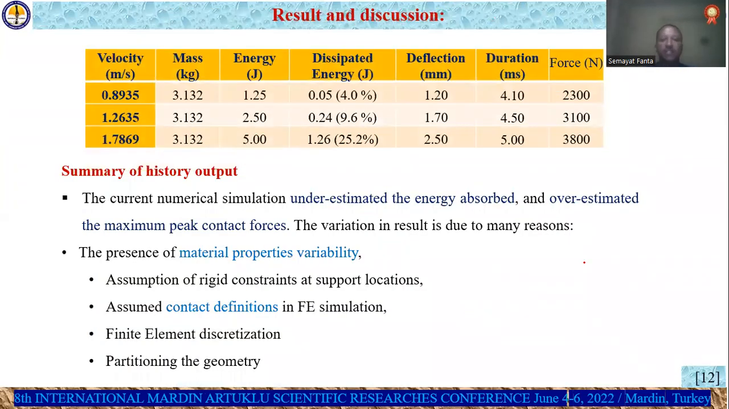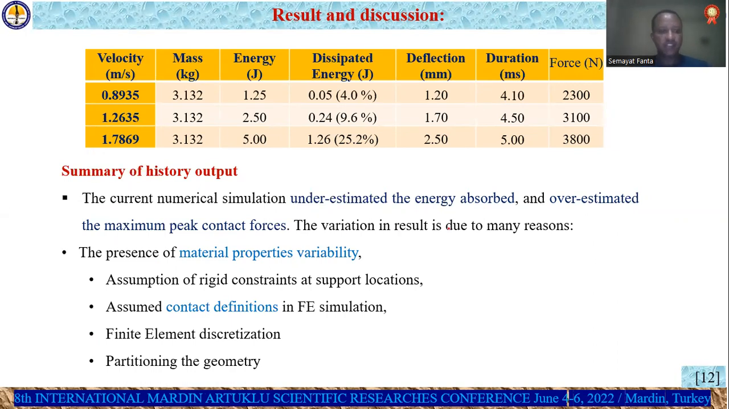Finally, the amount of dissipated energy for 1.25 joule is 4%, for 2.5 joule 9.6%, and for 5 joule 5.5%. So we can see high energy dissipation at the higher impact energy. When I summarize this work, the current numerical simulation underestimates the energy absorbed and overestimates the maximum peak contact force when comparison is made with the existing literature.